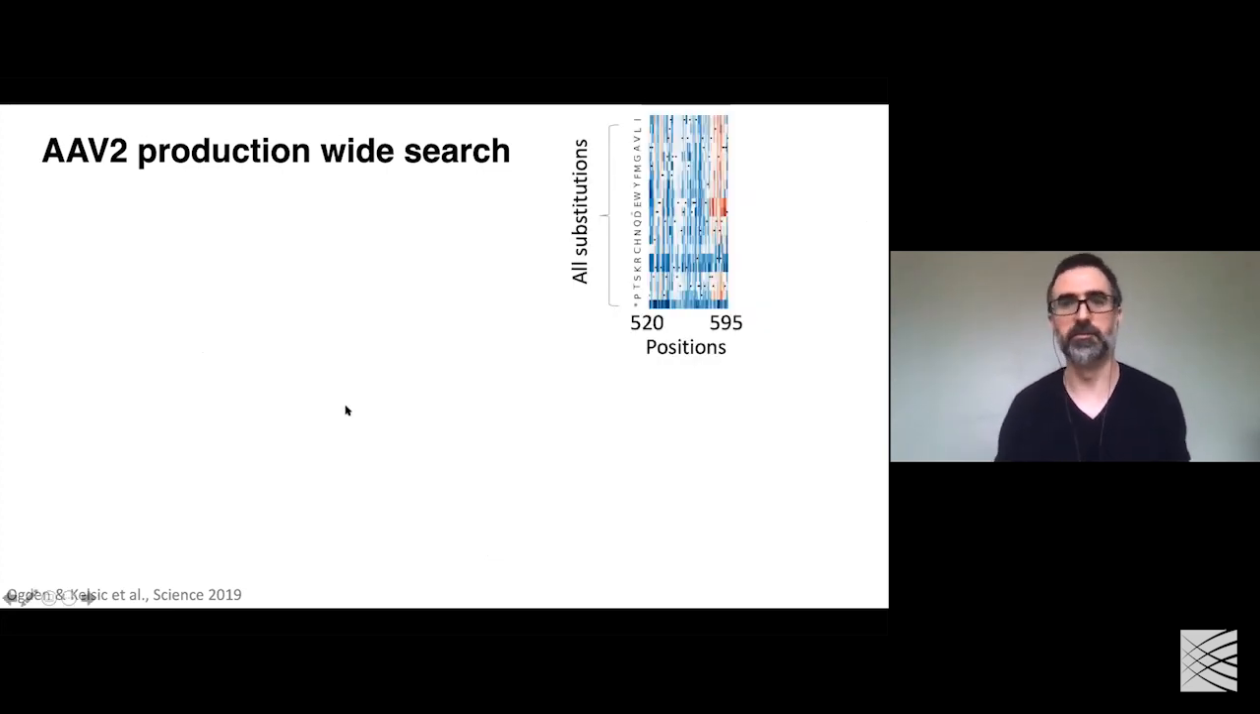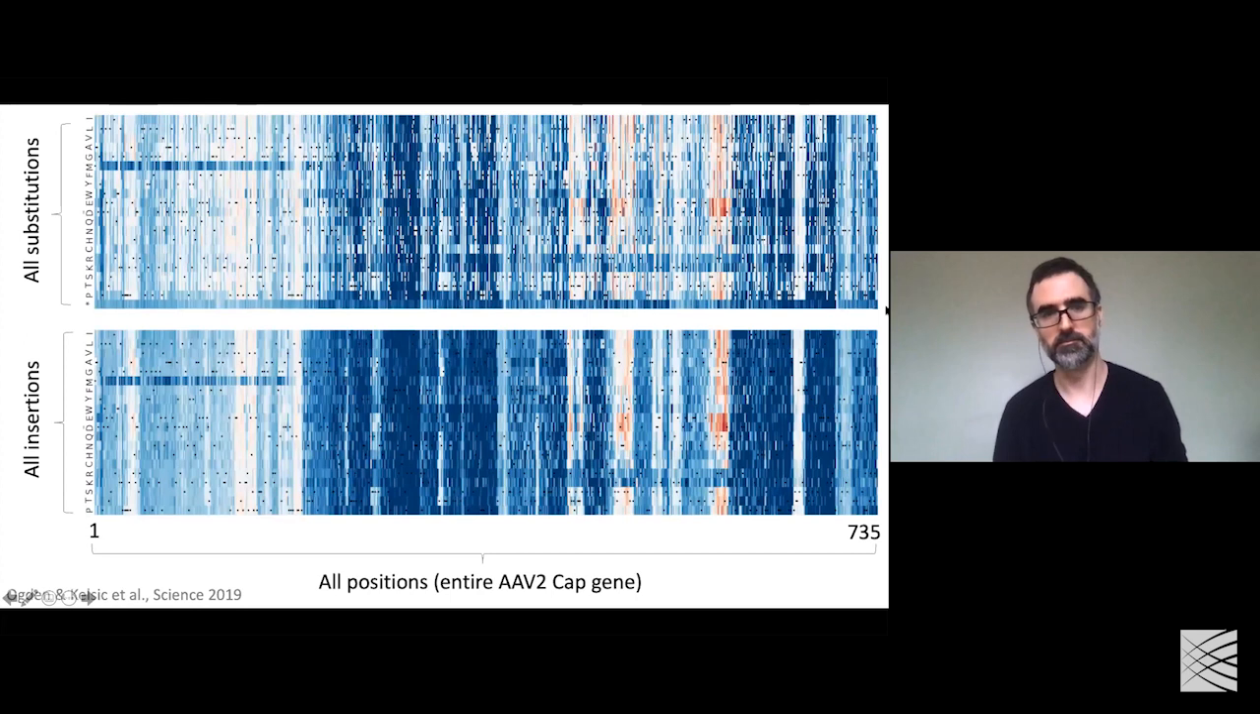And just same picture again. This is zooming out and now averaging across the amino acids and looking at just that same section. And then this is showing you the whole data set for the substitutions on the top, and then the insertions down below, all across all positions, 1 through 735 for AAV2.